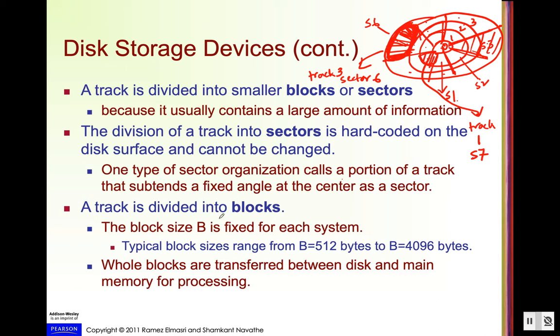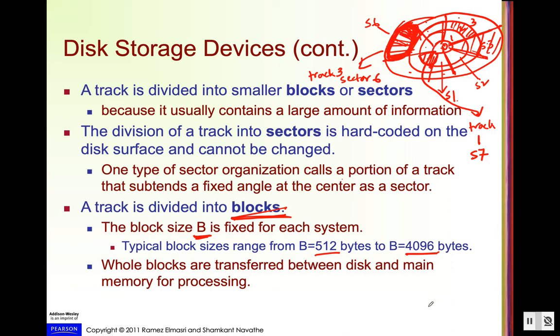Now a track is divided into blocks. Each of these areas that I am talking about, by using the address of sector and track, is known as a block. We are going to use capital B to denote each block. Each block has a fixed size. Typically the block size can be 512 bytes up to 4096 bytes, and it also depends on the manufacturer, who decides the size of the block.